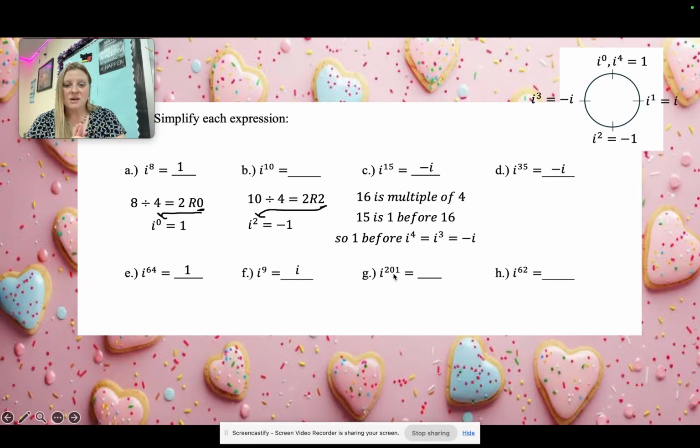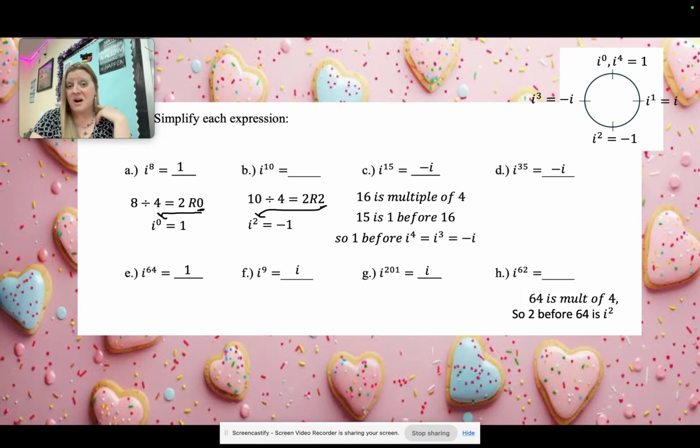Like 201, I just off the top of my head know that you can do 200 divided by 4, because you can do 20 divided by 4, and 200 is a multiple of 20. So I'm just going to go to the top and one more beyond it. That would put me at 201. So it's just going to be i. All right. Now, like 62, I know that 64 would put me at the top of the clock. 62 is 2 before that, so if I go backwards 2 spaces, that puts me at -1.